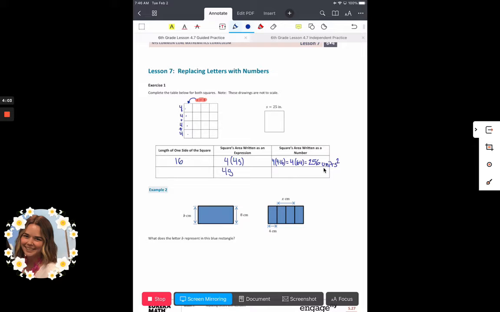So now let's take a look at that second square that we have, the one that is 25 inches. So one side is equal to 25 inches. So this whole side is 25 inches. And our expression for the area would be 4s, or 4 times s. So to solve it as a number, we have 4 times 25. We multiply 4 times 25, and we get 100 inches squared.